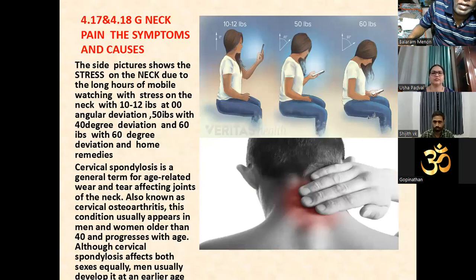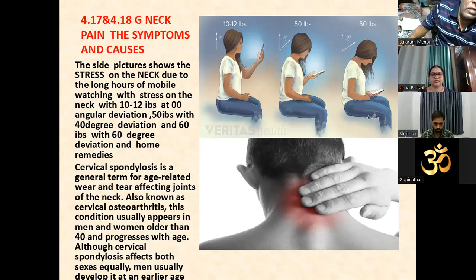Now we come to the cervical part, cervical spondylitis. Mobile, TV. The younger generation are putting on specs at a very early age. The side picture shows the stress on the neck due to long hours of mobile watching. The stress on the neck at zero angle is 10 to 12 pounds, at a 40-degree deviation 50 pounds, and at a 60-degree deviation 60 pounds, and home remedies.